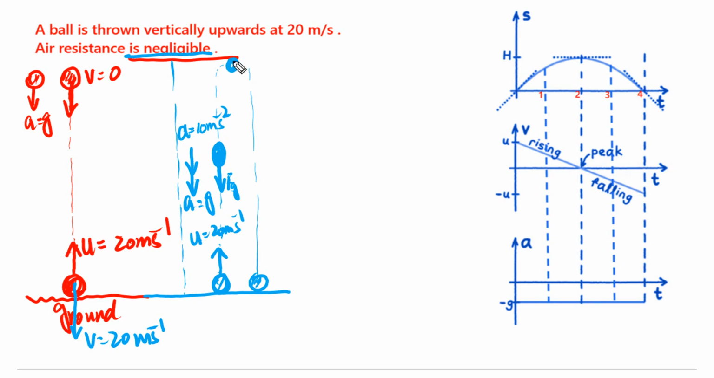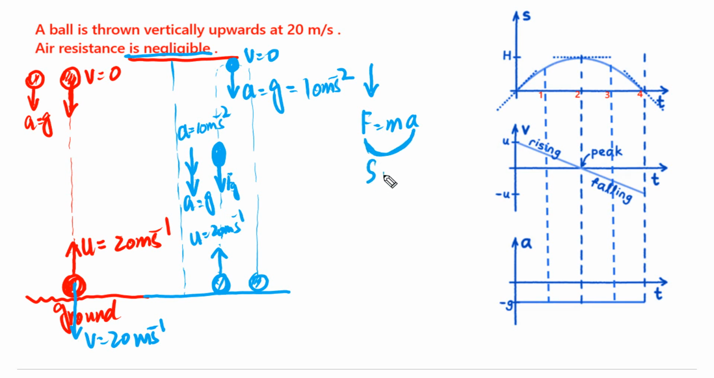When the ball reaches this point, its velocity is 0 but its acceleration is not 0. It is still equal to g, a is equal to g, and this is equal to 10 meters per second squared, and its direction is downwards because a and F, according to Newton's second law, F is equal to m a. F and a always have the same direction. This is a very important point. We need to be quite clear about this.